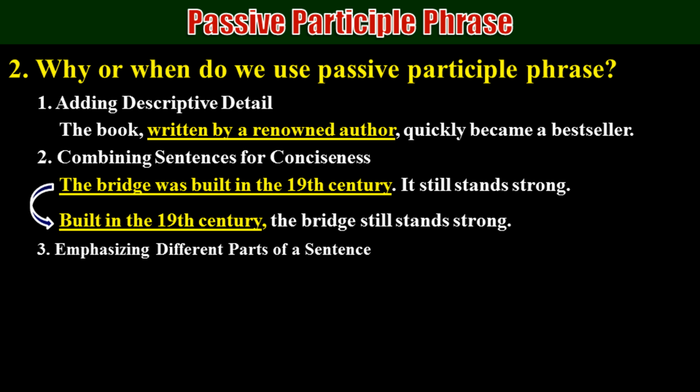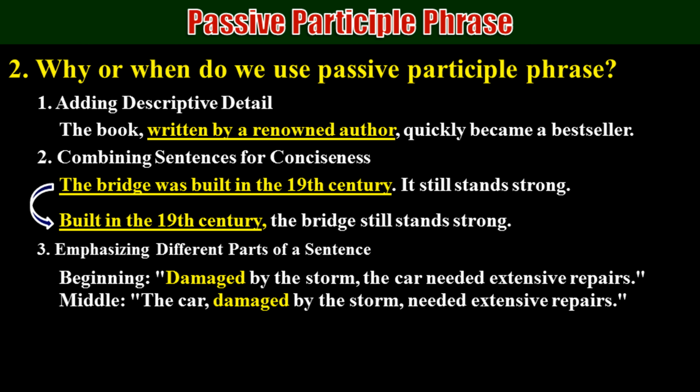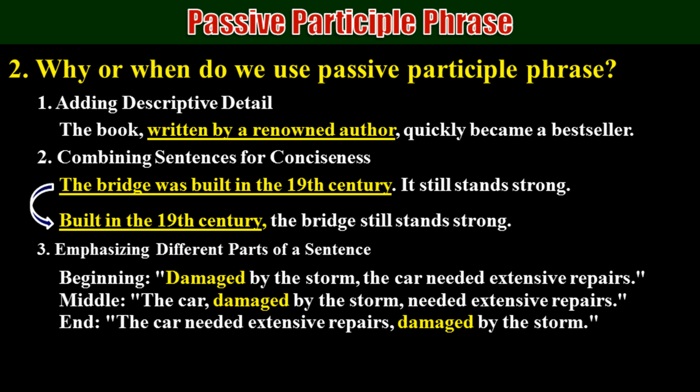3. Emphasizing different parts of a sentence. Depending on their placement, passive participle phrases can emphasize different aspects of a sentence, aiding in varying sentence structure and focus. It can be placed at the beginning, middle, or end of a sentence. Examples: beginning. Damaged by the storm, the car needed extensive repairs. Middle. The car, damaged by the storm, needed extensive repairs. End. The car needed extensive repairs, damaged by the storm.